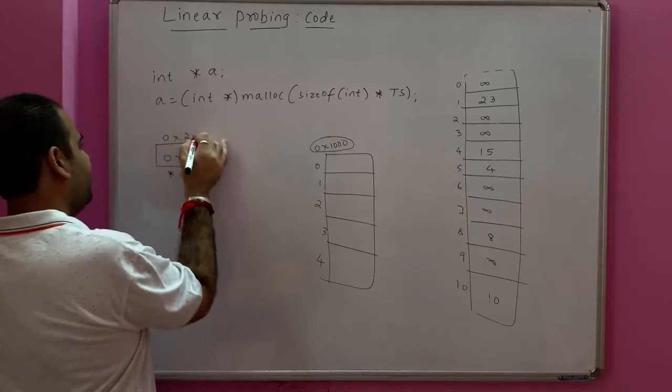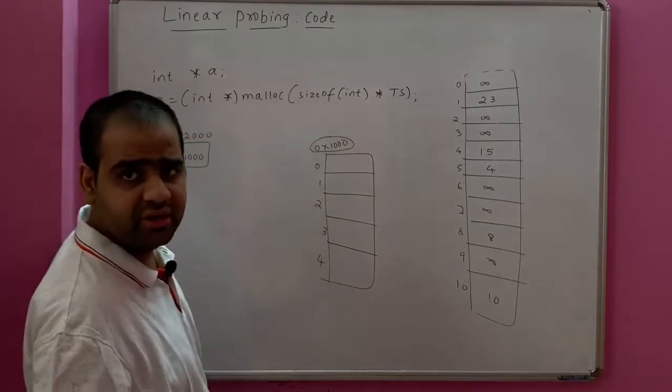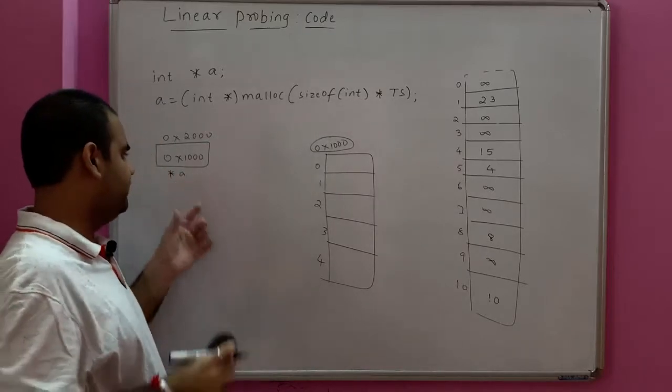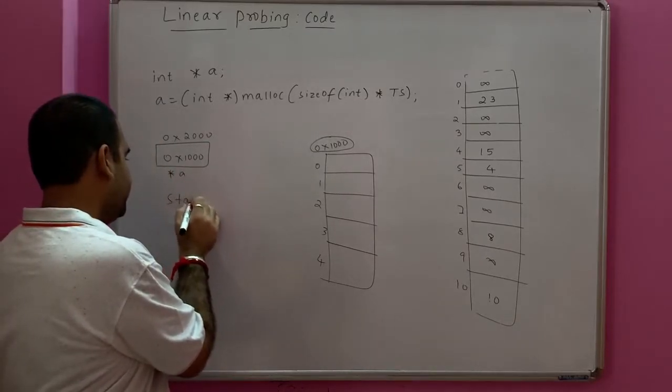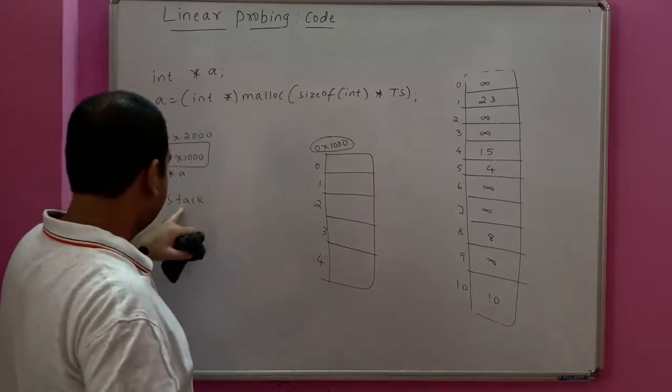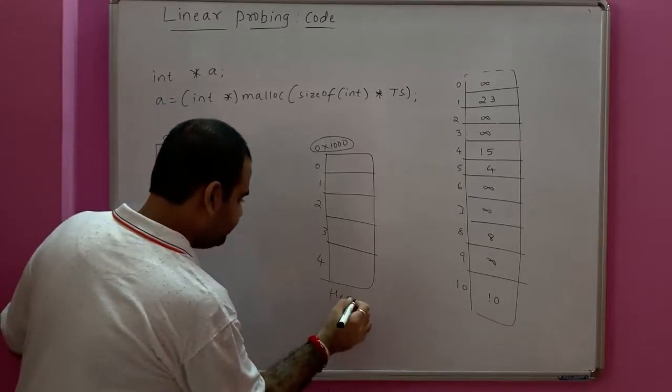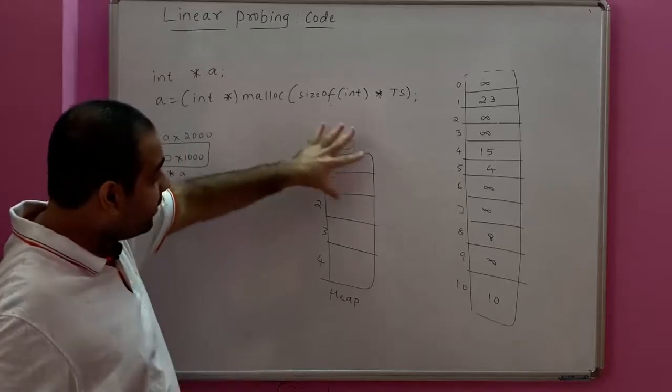Let the address of A be say 2000. This is how it will look like. This is on stack, we know that already. You have studied in dynamic memory allocation in second semester. This is stack and this is heap. Okay. Now this memory can be deleted again.